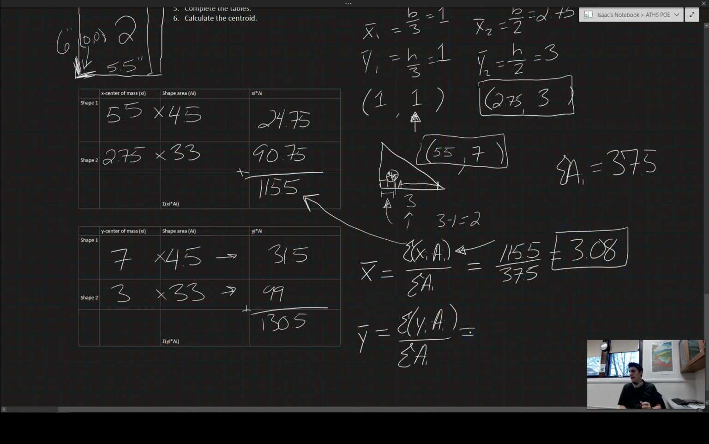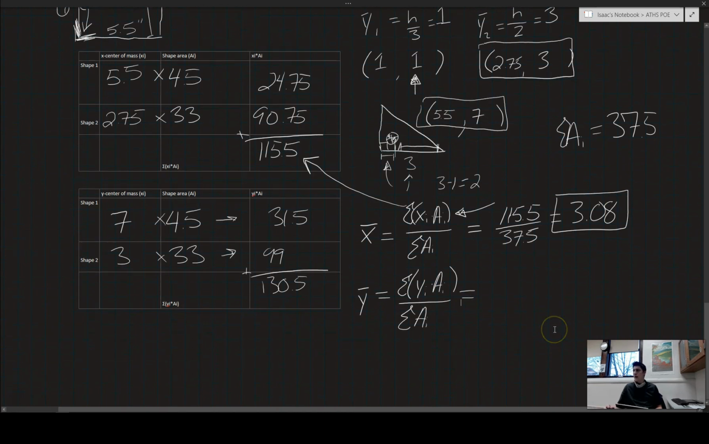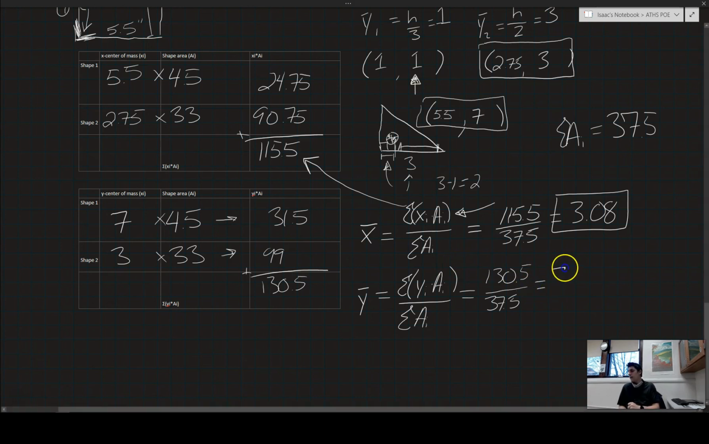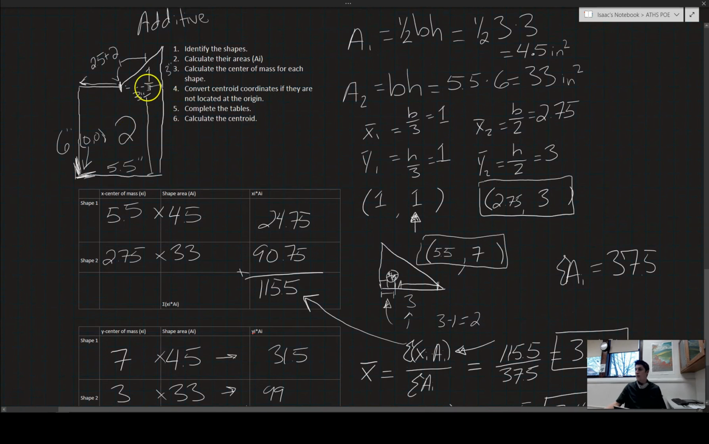Now I'm going to do the exact same thing down here for the y. Sigma yiai is 130.5, and the sigma ai is the same, so that's 37.5. So if I take those numbers, 130.5, and I divide 37.5, I get 3.48 as my coordinate for the y centroid. Now that makes sense because we have this triangle on top in the y direction, so the center of mass should be closer to the top than it is to the bottom.